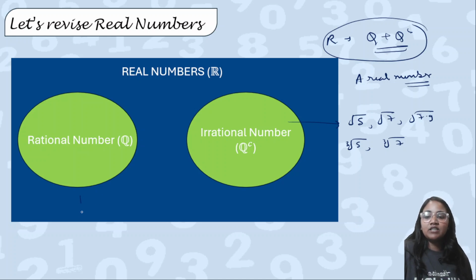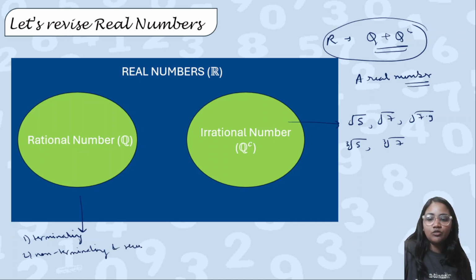And we also learned the decimal expansion. For the rational number, we know the decimal expansion must be either terminating or non-terminating and recurring. Recurring means repeating, right? Example, if I take 1.3 bar, which is equal to 1.333 and so on. So this is a recurring number, a repeating decimal. Okay, recurring decimal.